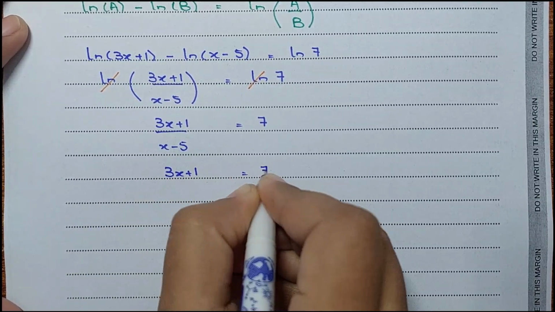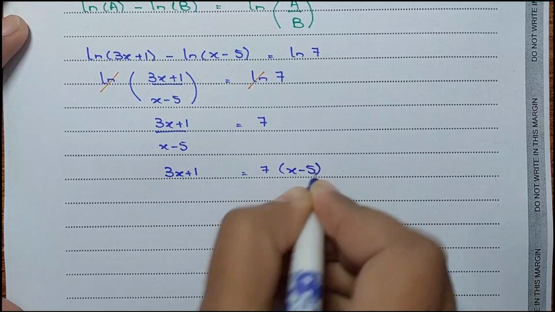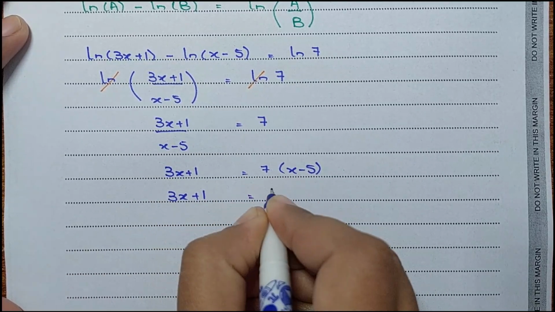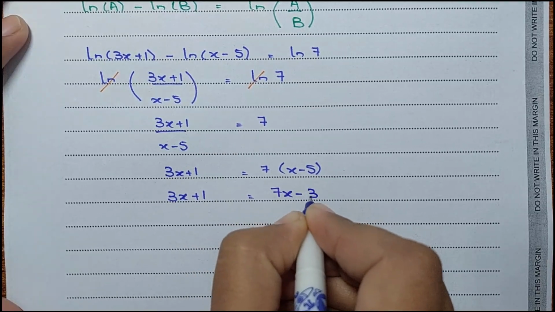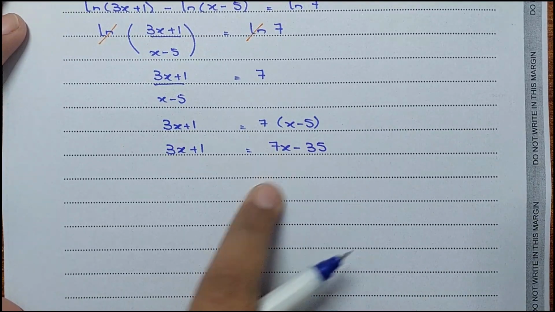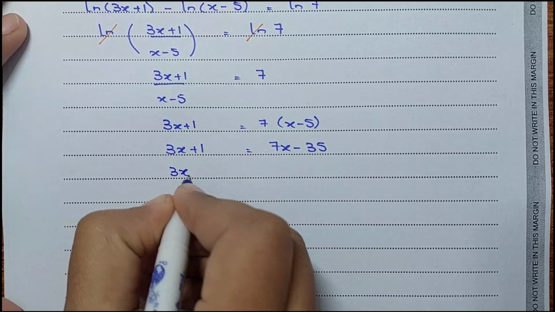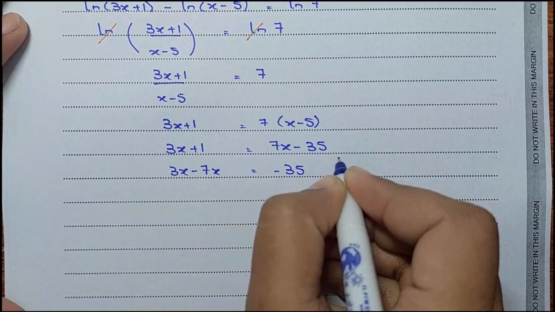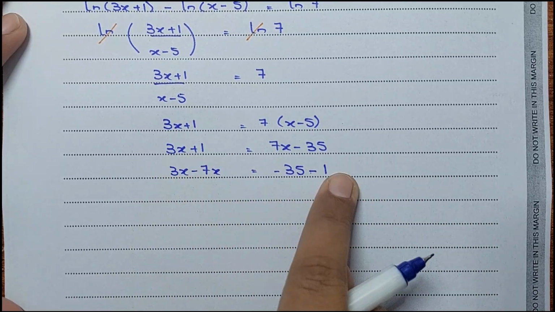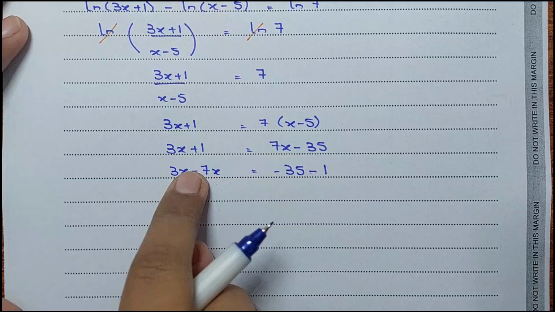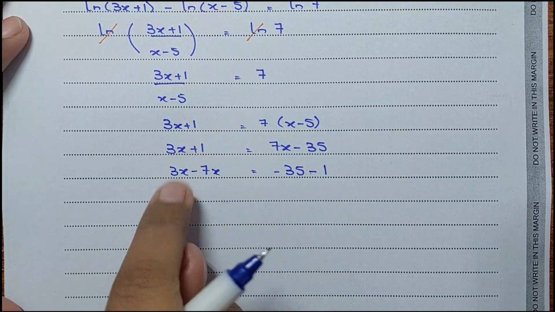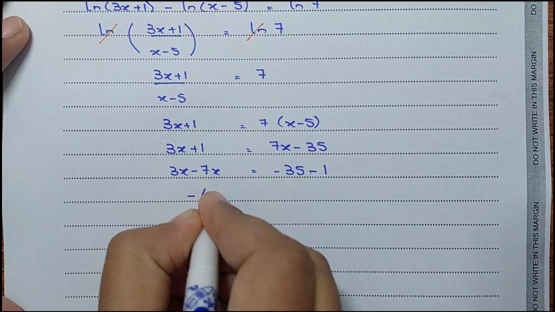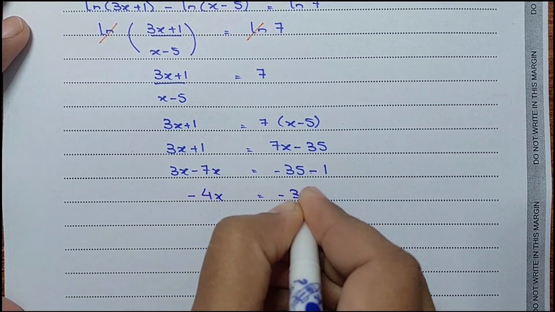3x + 1 equals 7 multiplying with (x - 5). 3x + 1 stays the same. Now 7 times x is 7x, 7 times 5 is 35, so negative 35. Shift the x terms to the left side: 3x minus 7x, minus 35, and shift the constant to the right, minus 1. And 7x becomes minus 7x, right? Now from 7, when you take away 3, it's 4. It's negative 4x, and we have negative 36.